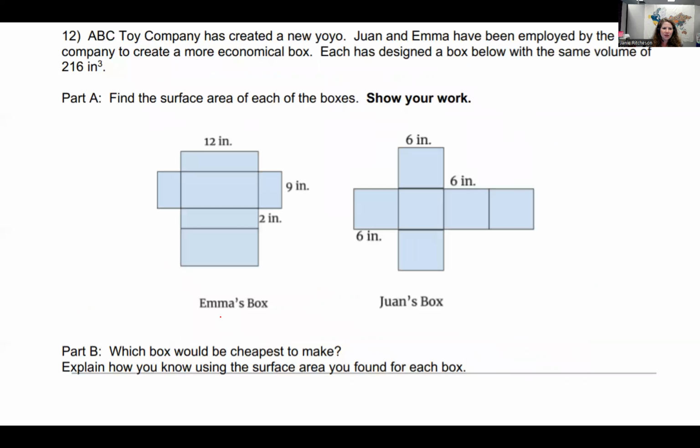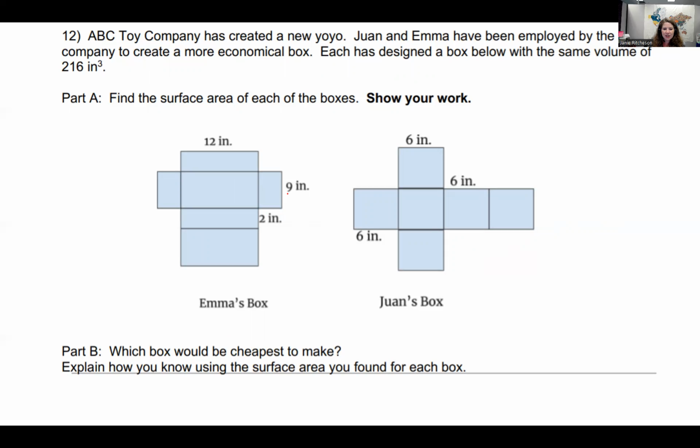All right, number 12, ABC Toy Company has created a new yo-yo. Juan and Emma have been employed by the company to create a more economical box. Each has designed a box with the same volume of 216 cubic inches. Find the surface area of the box. Show your work. All right, well, it says they're each 216.